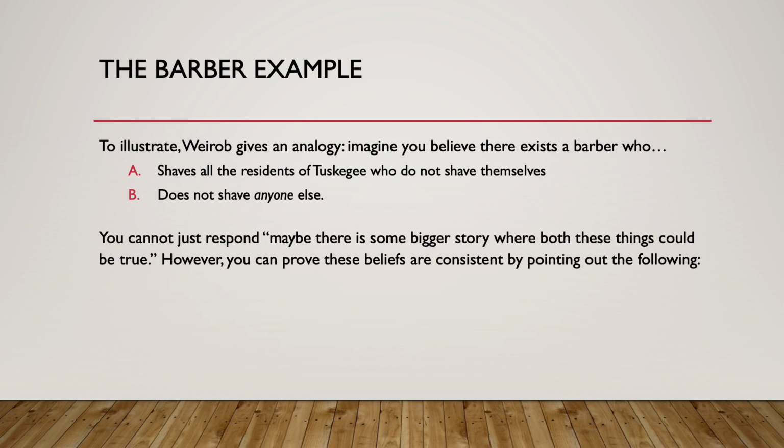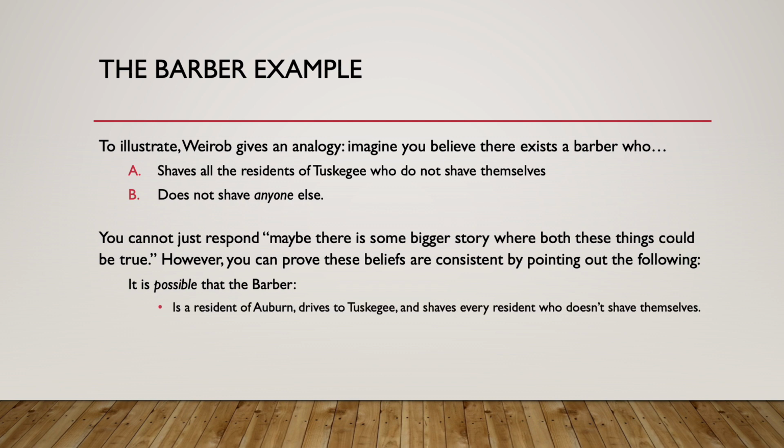All right, now, you can't respond, you can't defend the rationality of your belief in such a barber by saying, oh, look, maybe there's some bigger story where both these things could be true. But you could prove that your beliefs are consistent by pointing out the following. It's possible that the barber is a resident of Auburn who drives to Tuskegee and shaves every resident who doesn't shave themselves, and this barber doesn't shave themselves. Well, A would be true in this imaginary situation because they're shaving all the residents of Tuskegee who don't shave themselves, and B would be true because they don't shave anybody else.